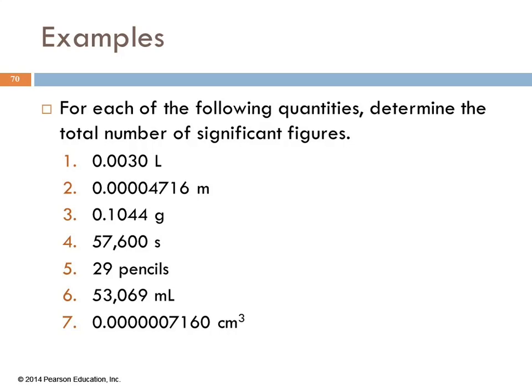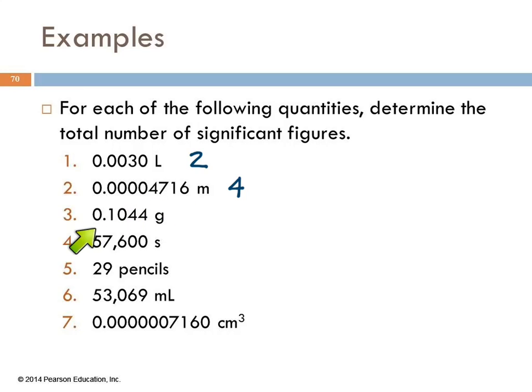So let's look at these and identify the number of significant figures in each of them. So 0.0030 liters. How many significant figures? 2. Leading zeros, not significant. This is a trailing zero. There's a decimal point in the number, so we count that. So we count the 3 and the 0. How about that next one? 4. All of the zeros here are at the beginning. Leading zeros never count. 4, 7, 1, 6, we count all of those.